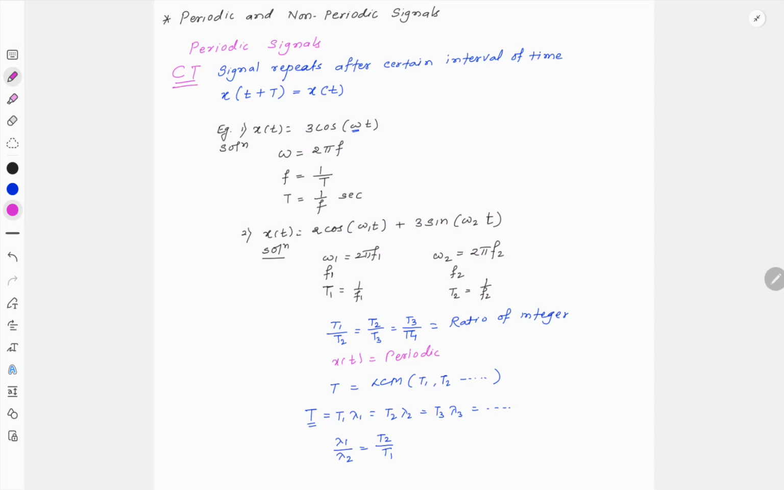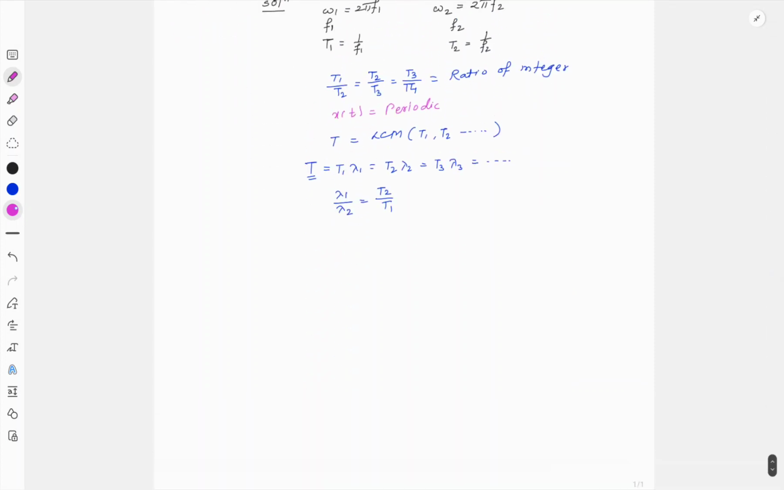Now let us go with the discussion for discrete time signals. If we have a DT signal, how are we going to classify it as periodic? The definition is again the same. If the signal repeats after a certain interval of time, it is called a periodic signal, and it will be represented as x of n plus capital N is equal to x of n. So the signal is going to repeat after interval N.